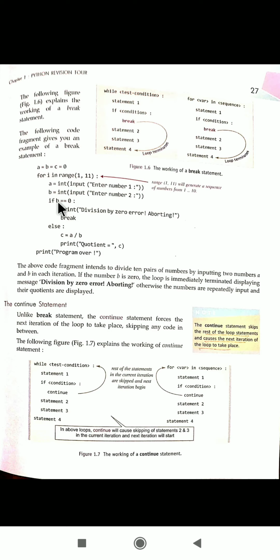If the user has not entered b as 0, then this if will not be executed, and directly it will go to else, and it will calculate the value of c by dividing a with b. So you will get c and it will print, and then it will come out of this loop and print program is over. Otherwise, if the break is executed, neither if nor else will be executed, and it will straight away print the program is over.